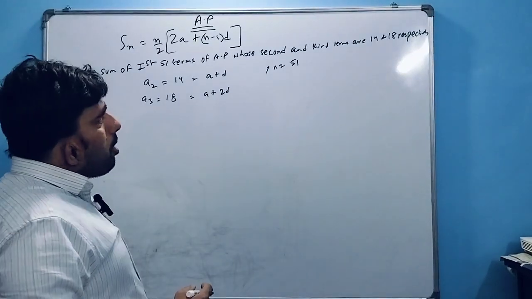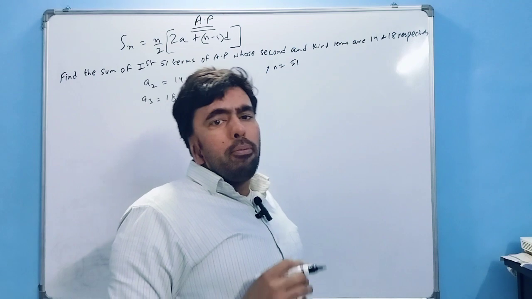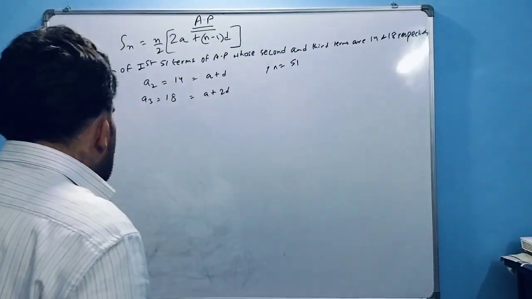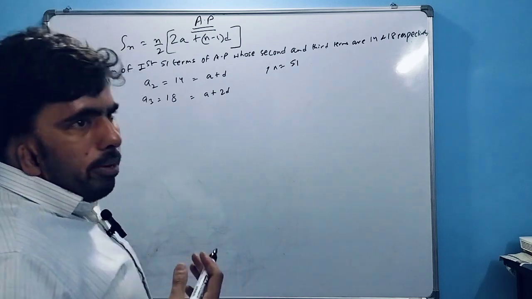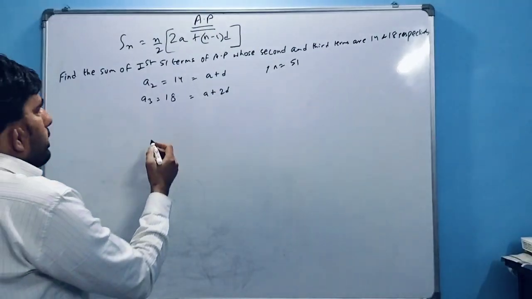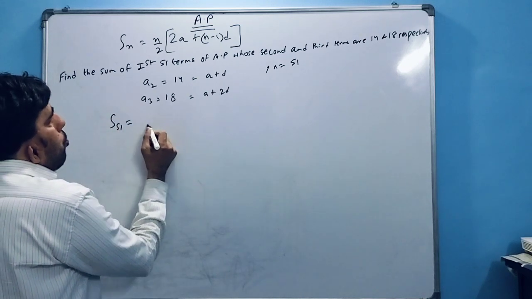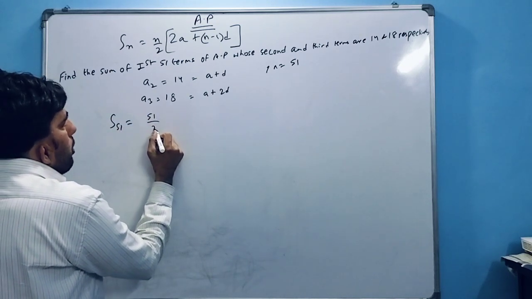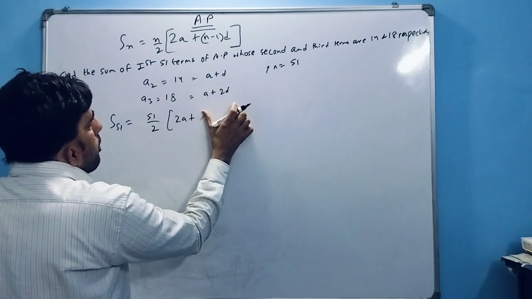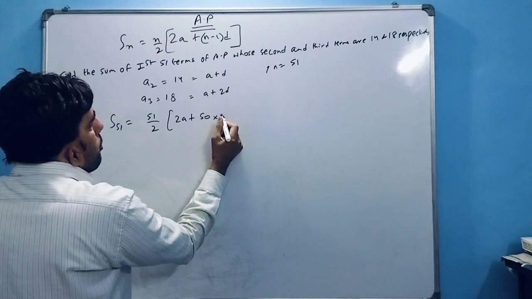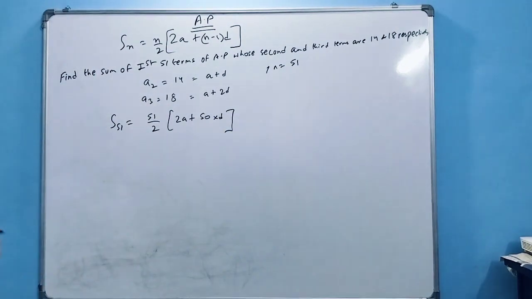So first we need to find the first term and the common difference, because without calculating these, we are unable to solve the numerical. So let us try this. We have S51 is equal to 51 upon 2, so the formula, 2a plus 51 minus 1, we have 50 into d. Okay, but we need to find a and d.